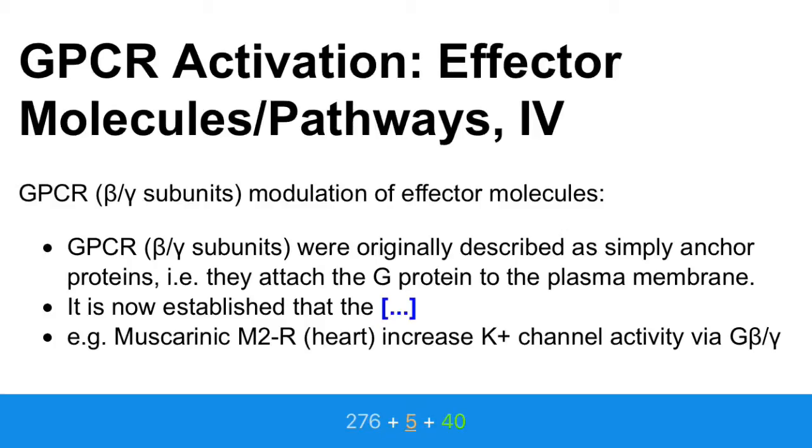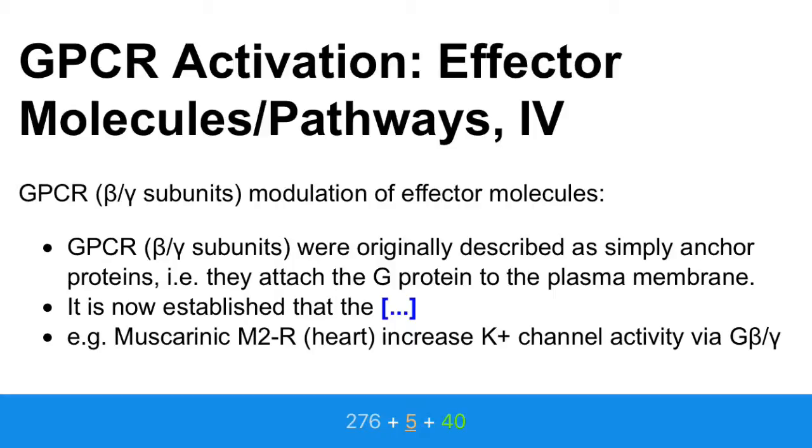Okay, GPCR activation. Effector molecules pathways. All right, GPCR, beta gamma subunits, modulation of effector proteins. GPCR beta gamma subunits were originally described as simply anchor proteins, but now we know that they attach. Right, so this is the M2R receptor, the muscarinic 2 receptor. Increase calcium or potassium channel activity via G beta gamma.